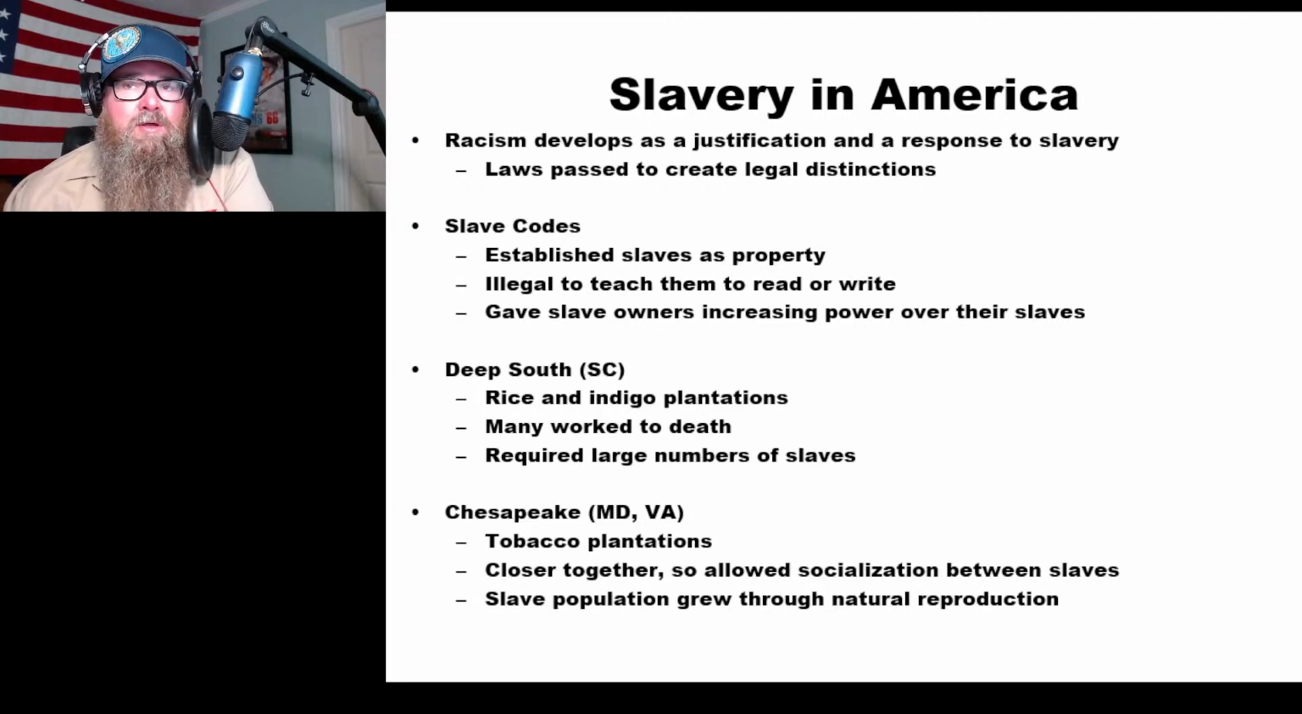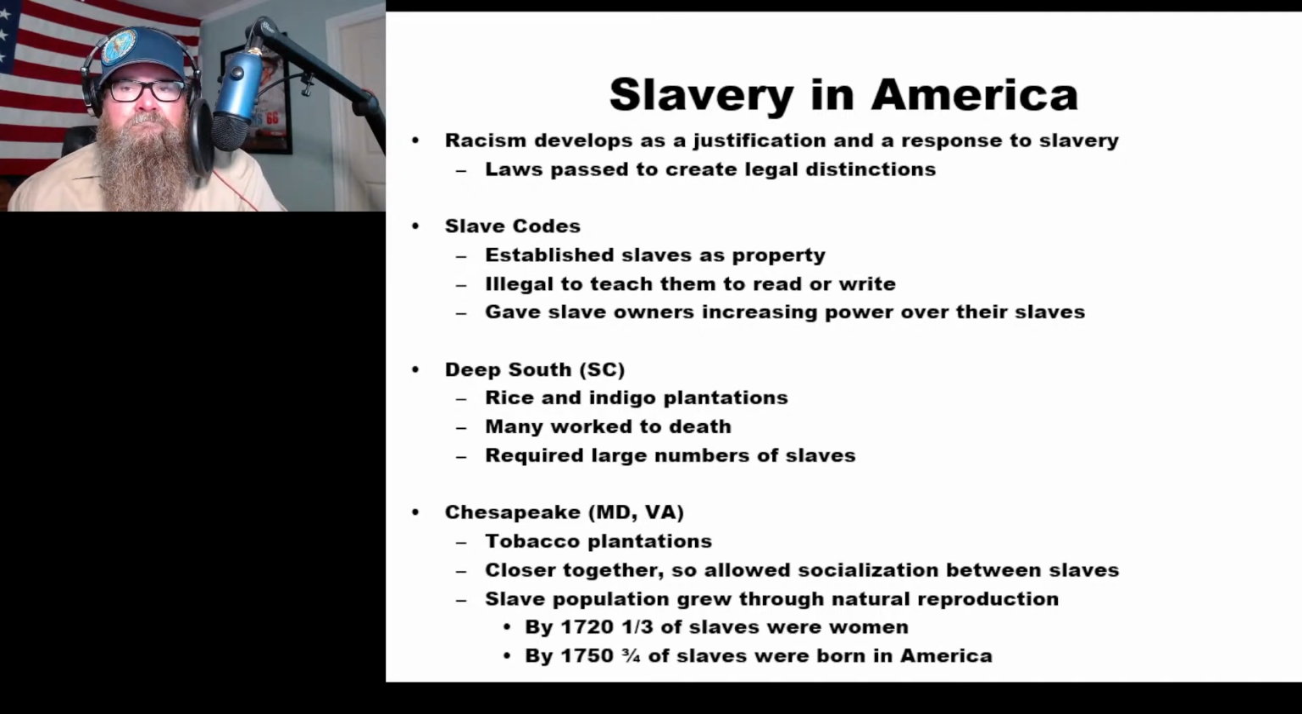And so you have these rice and indigo plantations, which I'm going to show you. South Carolina is a big one for that, where the Chesapeake is tobacco. You should already know that. We've already talked about it. But they were very close together, which is going to be key here. So there was socialization between slaves, between plantations, right? And then the slave population grew through natural reproduction. I put that on there, right? By 1750, three-quarters of the slaves were born in America.